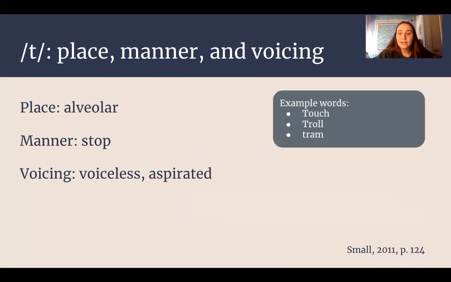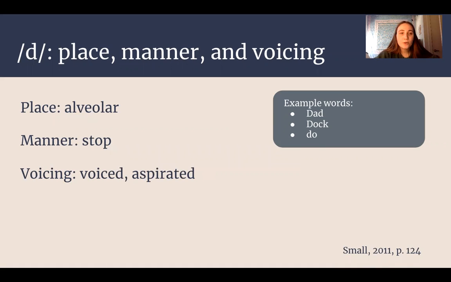Okay, so the first consonant that we're going to talk about is the T consonant. Firstly, the place of articulation is alveolar, and what this means is that the blade of the tongue makes contact with the alveolar ridge when we're producing the T sound. Next, the manner of articulation is a stop, and that means that the airflow is stopped when producing this sound or this phoneme. And lastly, this is a voiceless aspirated consonant, and some examples of words that are transcribed using the T consonant are touch, troll, and tram. And you can hear that when you are saying those words.